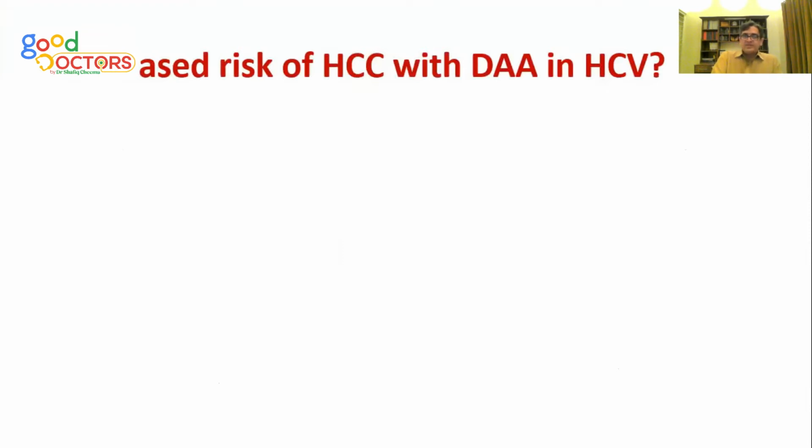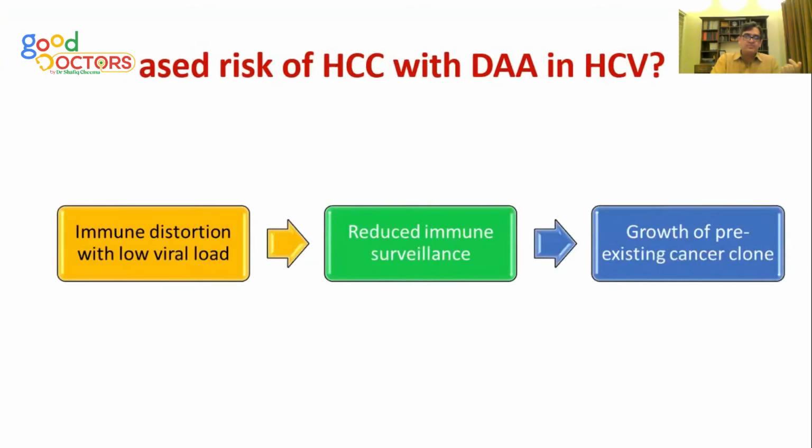Is there an increased risk of hepatocellular carcinoma in patients being treated with the new directly acting antiviral drugs for HCV? This is the concern and alarm which was raised a few years back. The concept behind it was that with treatment and with low viral load, the immune system gets distorted and there is reduced immune surveillance. And if a patient already has a pre-existing cancer clone, that clone will have more chances of developing and growing and getting out of control to develop into a cancer.